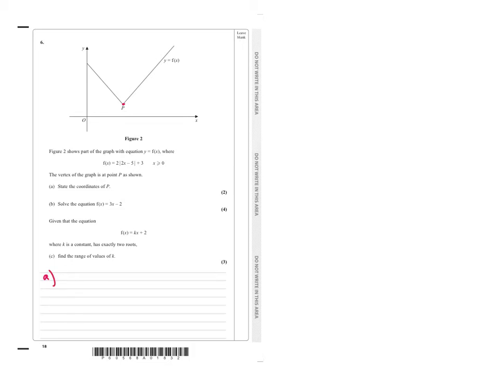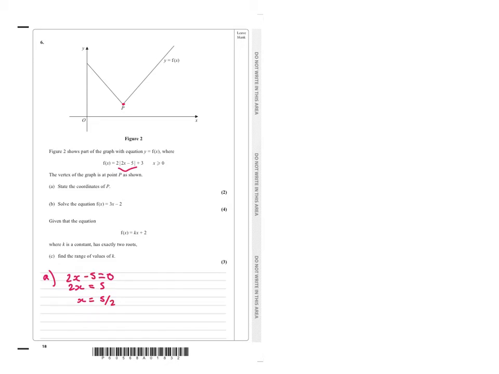This is essentially going to be the point where the modulus is. So imagine where the modulus is, what we're going to do is put that equal to 0. Okay, so it's where this modulus equals 0. So 2x minus 5 equals 0. 2x equals 5, x equals 5 over 2.